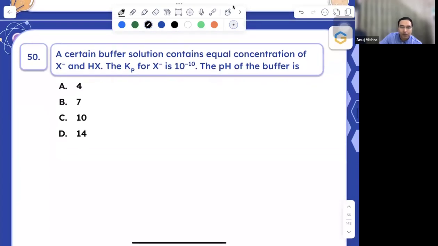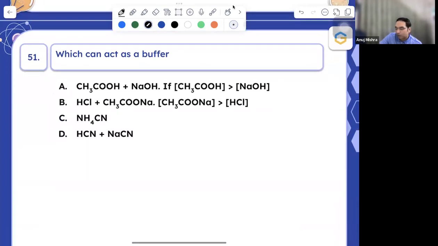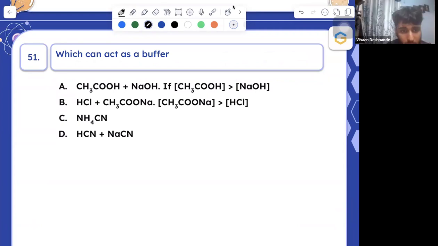There is a typing error in this, it shouldn't be KP. Leave it. Answer this question. Which can act as a buffer? Which can act as a buffer? The first one. More than one can also be correct, look carefully. I think the fourth one should also work.